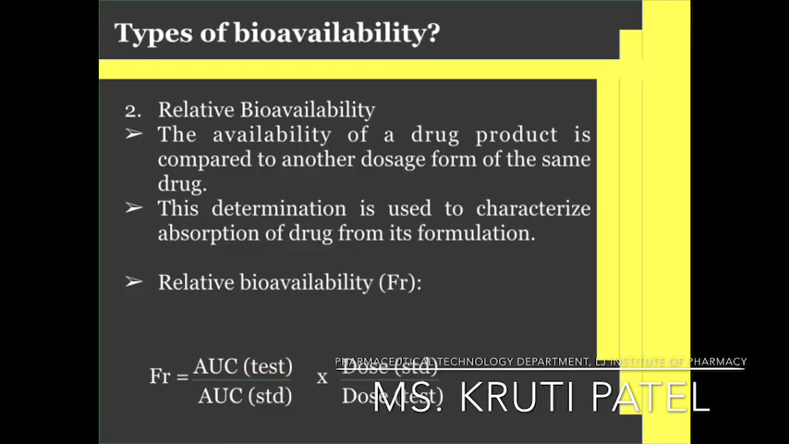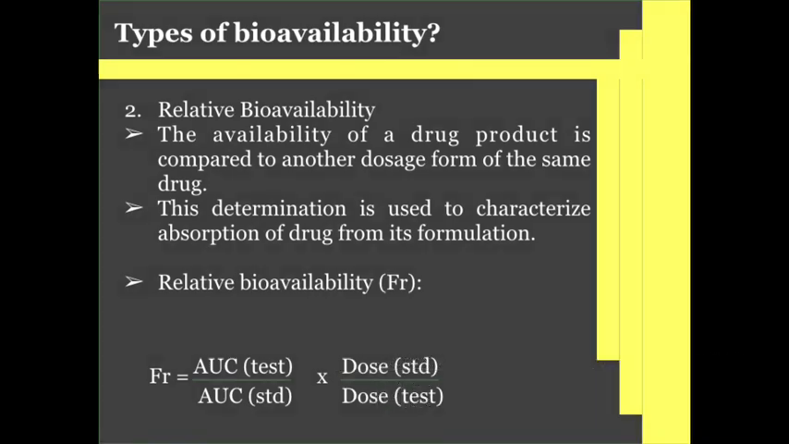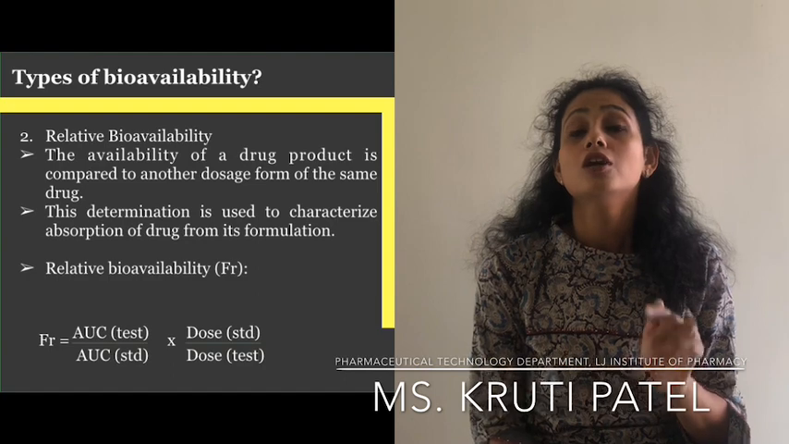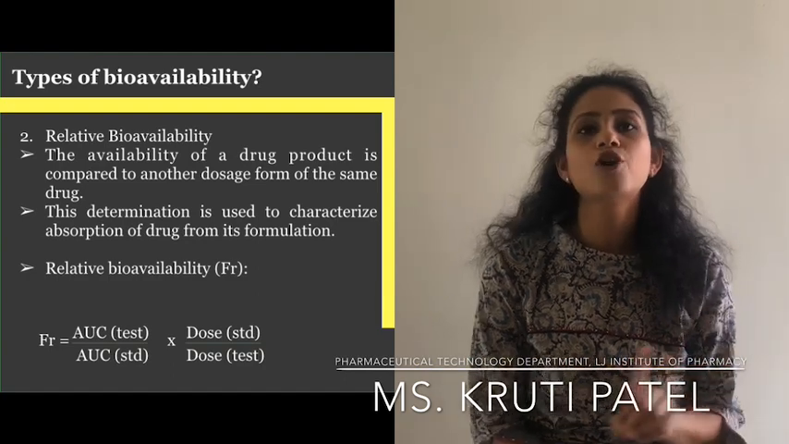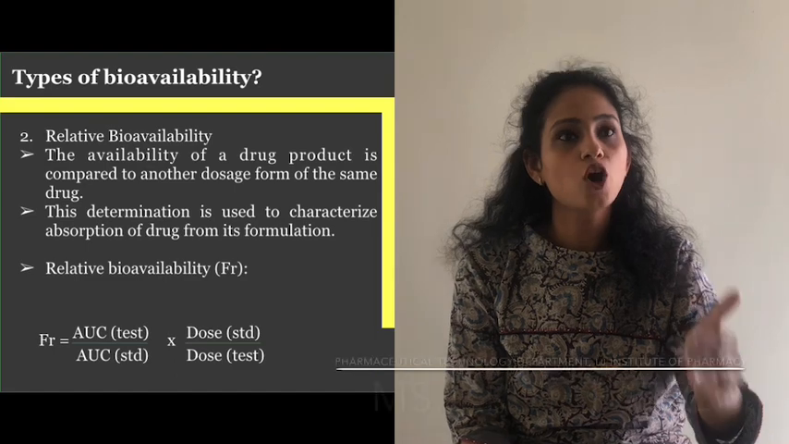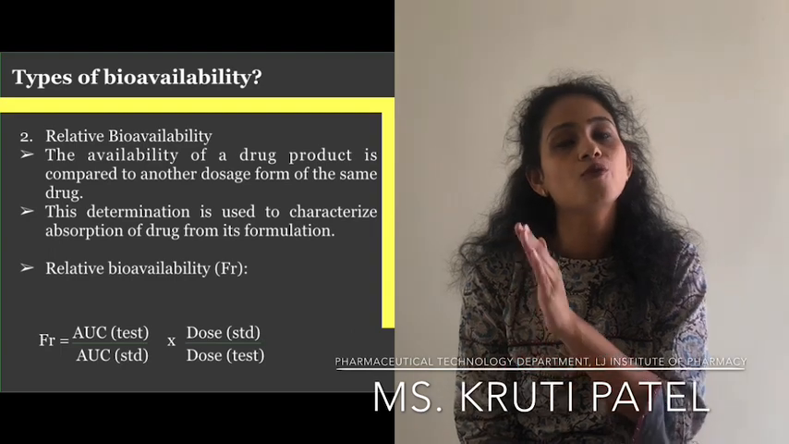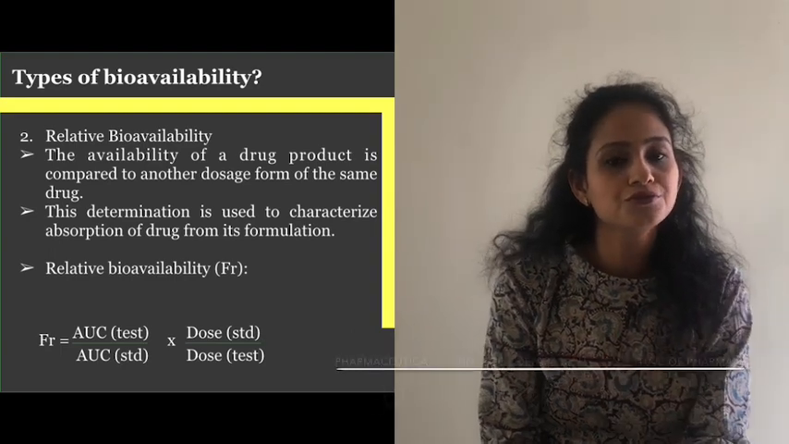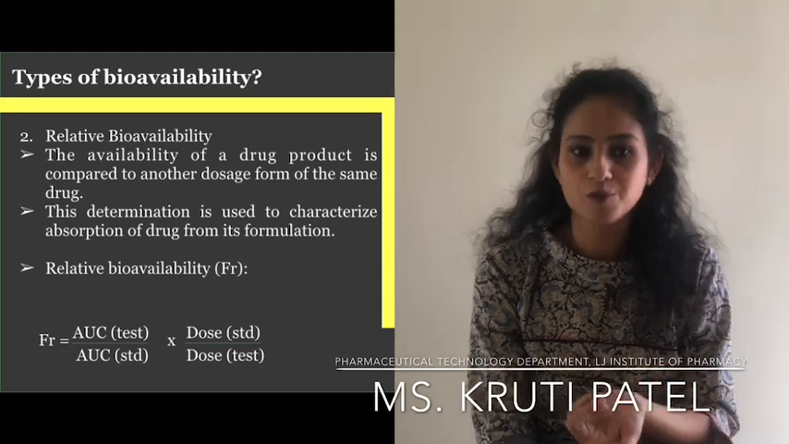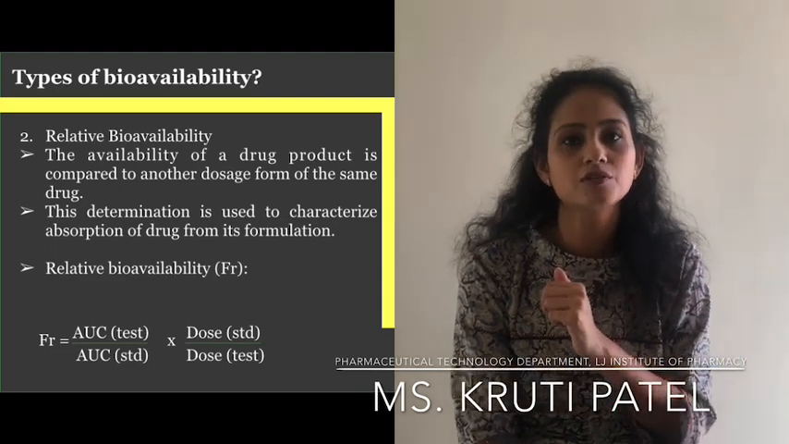Now what is this relative bioavailability? Relative bioavailability means when we compare any dosage form with any other dosage form, then that is known as relative bioavailability. In case of absolute bioavailability, what was differing? The route of administration was differing, right? Now in case of relative bioavailability, the dosage form will vary, not the route of administration. Relative bioavailability of an oral tablet can be determined in comparison to an oral capsule. This determination is used to characterize absorption of a drug from its formulation. Now this relative bioavailability can be denoted as FR.